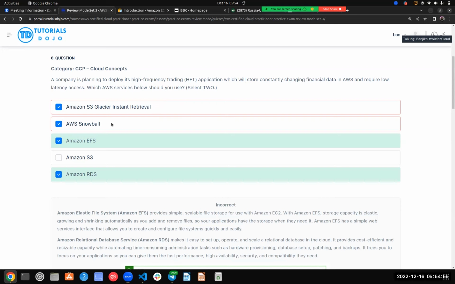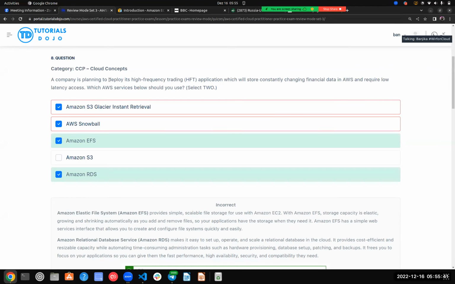Snowball falls under which kind of AWS services? It's used for which kind of service? It's a device that can carry terabytes from one location to another. And moving from one location to another is what? It's called what? Migration, right? Yeah, but we're not doing migration here, right? It's just saying that we're planning to deploy a high-frequency trading application, which will store constantly changing financial data in AWS and will require low latency access.